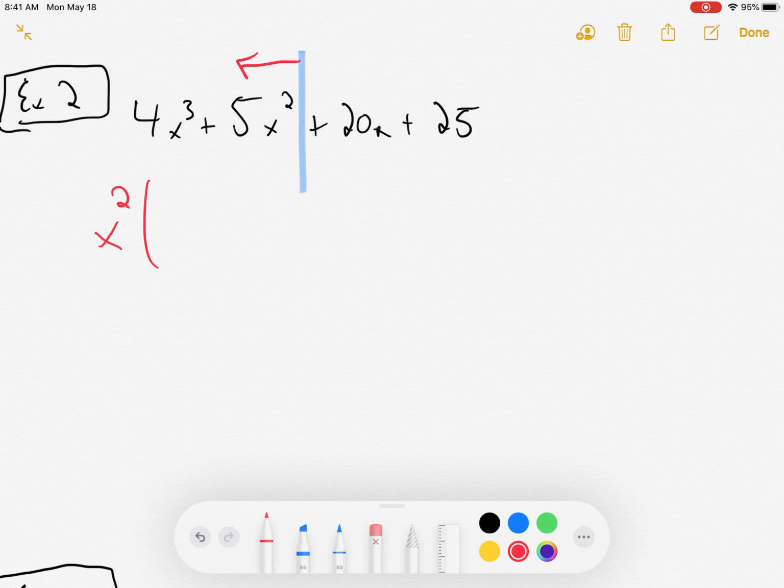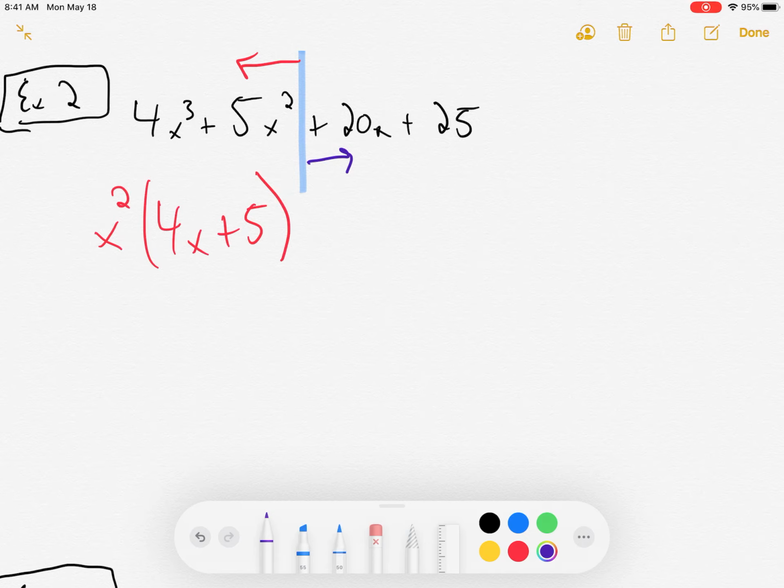Okay, now what's 4x to the third divided by x squared? That's just x. That's 4x. Now what's 5x squared divided by x squared? Well, the x squareds cancel out. 4x plus 5. Now I'm going to do the same thing to the right.